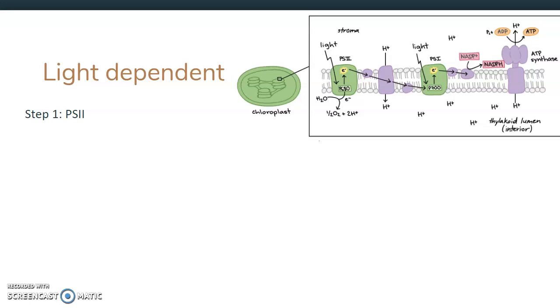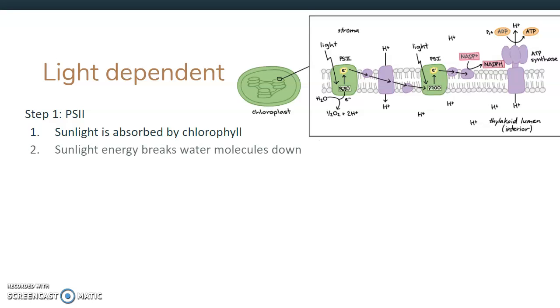Anyways, back to our steps, which are in our light dependent process. So the first thing, step one, is our photosystem 2. Again, they were named by the way they were discovered, not the way that they are in order. So photosystem 2 comes before photosystem 1.